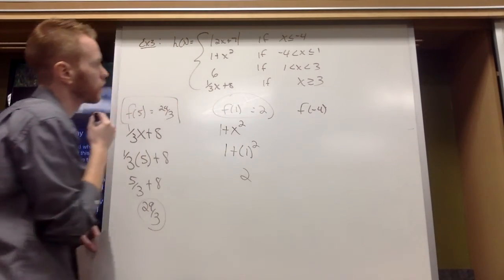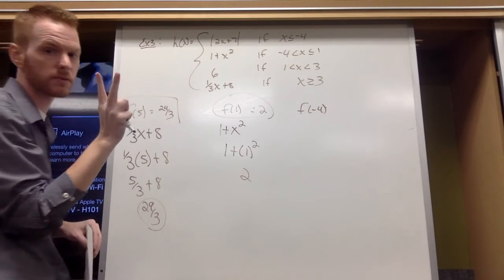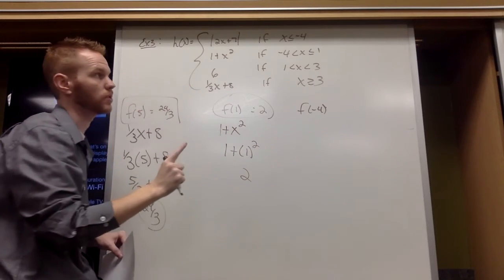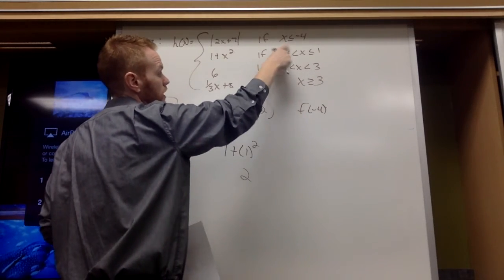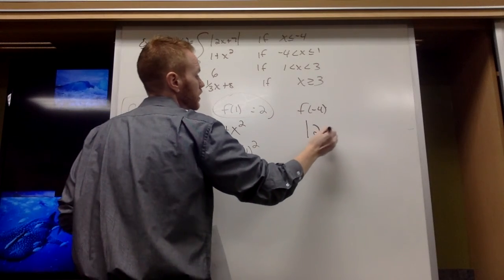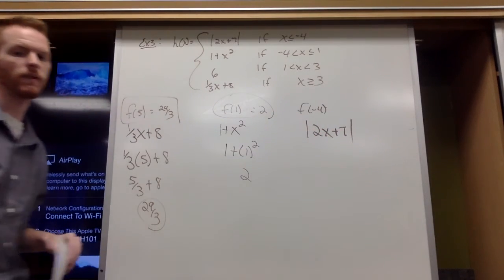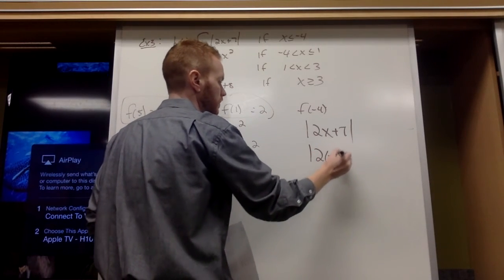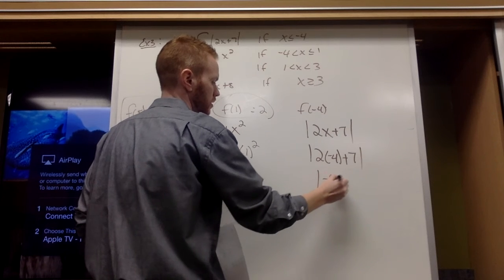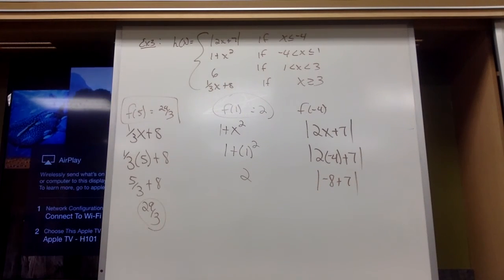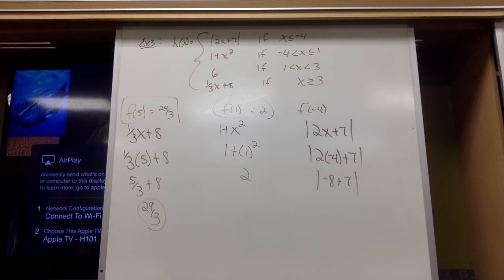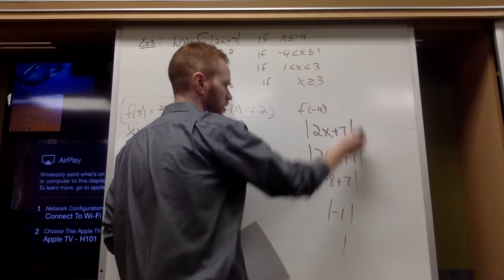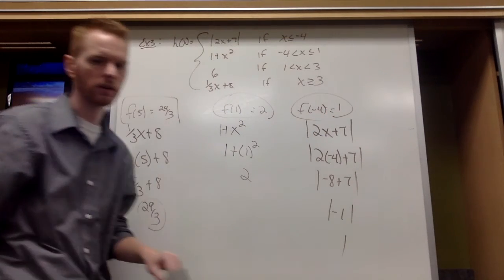Where can I plug -4 into? Well, there's 2 options that talk about it, this one and this one. But which one is allowed to use -4? That's the top one, because there's an equal to sign there. So 2x plus 7, and the absolute value, that's the guy that I'm going to plug it into. So that's 2 times -4 plus 7. Okay, when I multiply that, I get -8 plus 7, which becomes -1, and the absolute value of -1 just becomes 1.